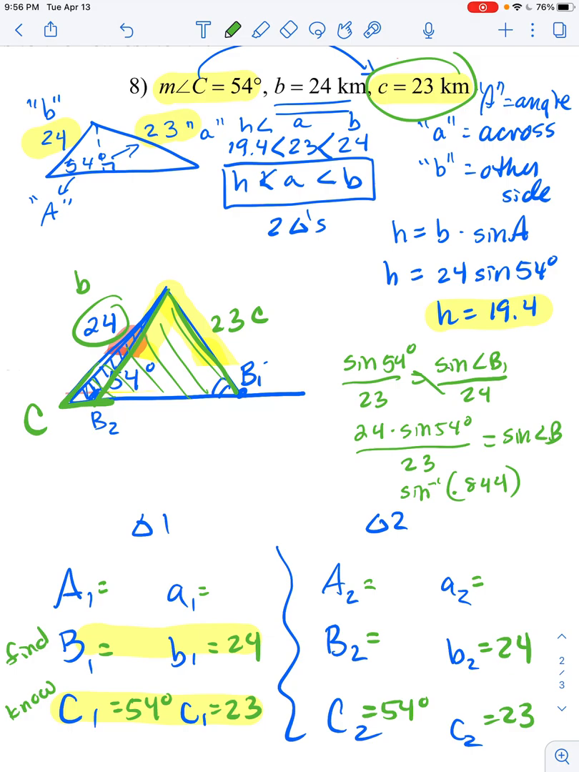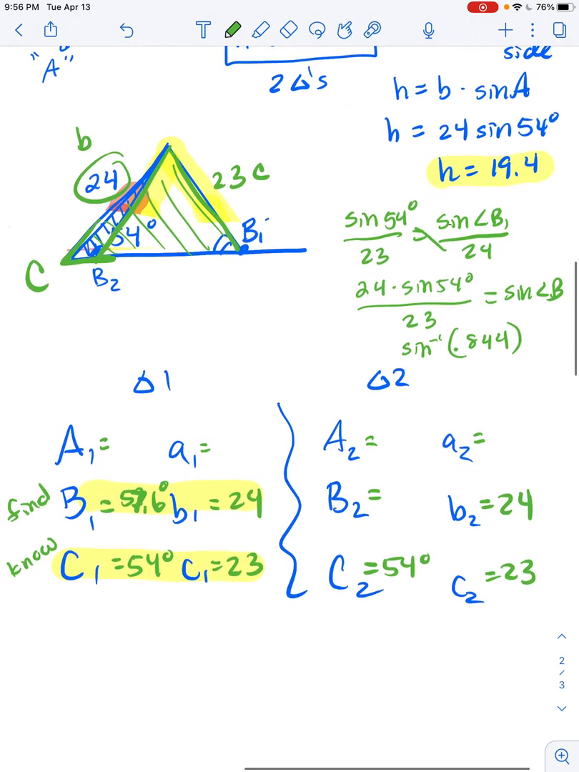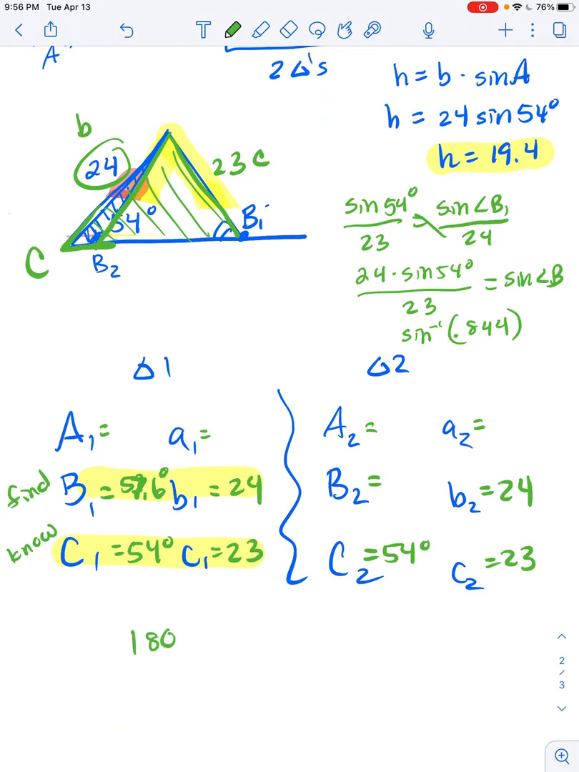So when I do sine inverse of that 0.844, I find out that my angle is 57.6. So that means that 57.6, which I did not write very well, is my first option for angle B. Once you know your first option, you subtract that from 180 because this first corner and this other one are going to total 180. The first option for B and the second.